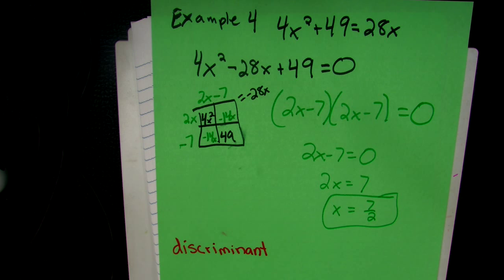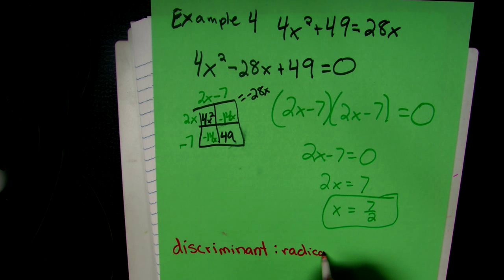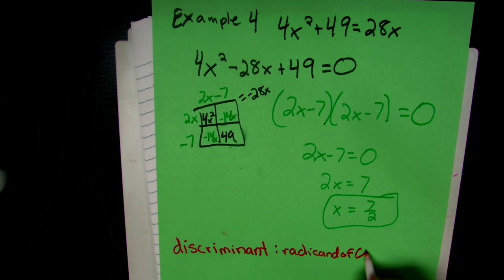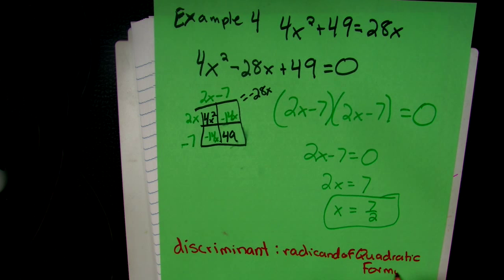So you notice sometimes when we solve for x, we get a negative number, sometimes we get a rational number, sometimes we get a number with a radical. We call that an irrational number. So we get all different types of numbers. Well, we can tell what type of number we're going to get before we solve it just by looking at the discriminant. The discriminant is going to be from the quadratic formula. It's the radicand of the quadratic formula. So the radicand is what's underneath the radical sign.